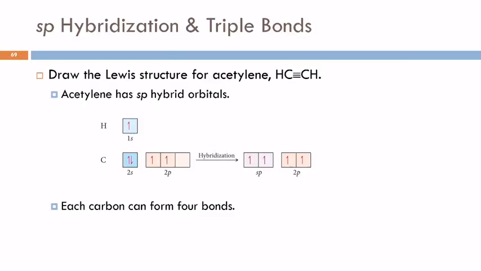So let's look at acetylene. It says draw the Lewis structure, but really, in essence, that is the Lewis structure, but I guess I must have put that there for some reason. The only way we can draw a Lewis structure for that is to put a triple bond between the two carbon atoms.